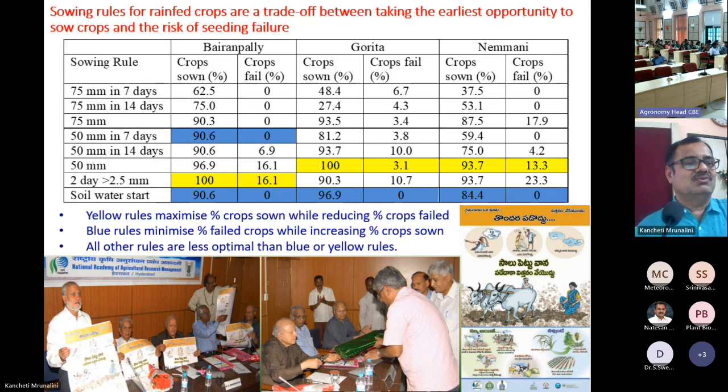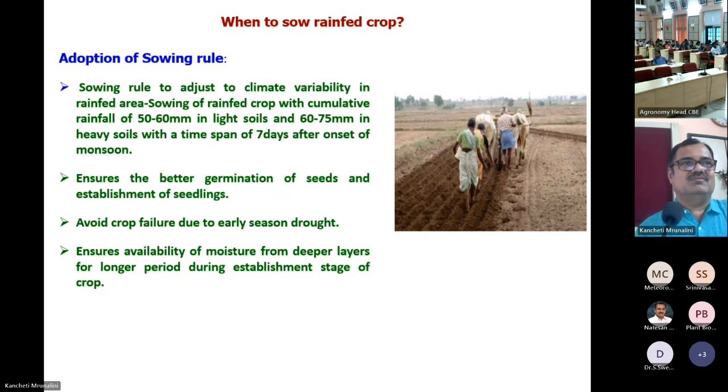Based on these model results, we have developed one sowing rule. That means sowing rules differ for light soils and black soils, because light soils require less rainfall to plow the field and to sow the seed. So for light soils, after the onset of monsoon in a given region, if rainfall accumulates 50 to 60 mm consecutively within a 1-week period, only then should the rainfed crop be sown. The same in the case of heavy soils: the rainfall should be 60 to 75 mm within a time span of 1 week. So 50 to 60 mm for light soils and 60 to 75 mm for heavy soils.